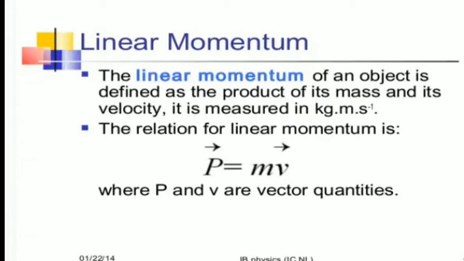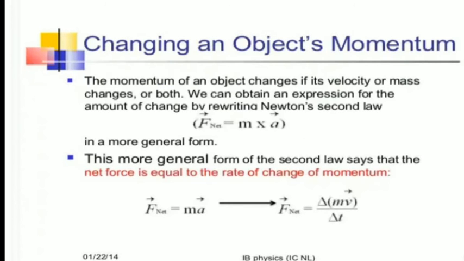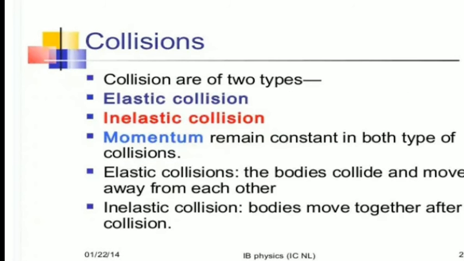Now, to fully understand the concept, we may apply experimentations to realize and visualize its applications. One example of that is the use of carts colliding with each other, which is in collisions. Collisions are of two types. We have elastic and inelastic. And momentum remains constant in both types of collisions. In elastic collisions, the bodies collide and move away from each other, while in inelastic collisions, bodies move together after collision.